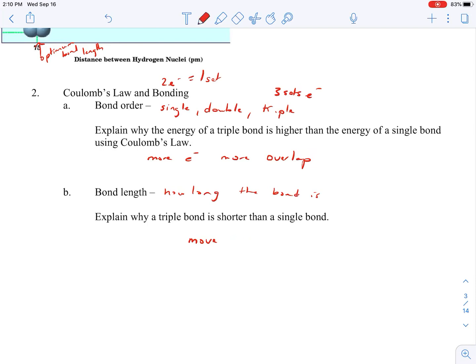More overlap. All right. Okay, that's it.